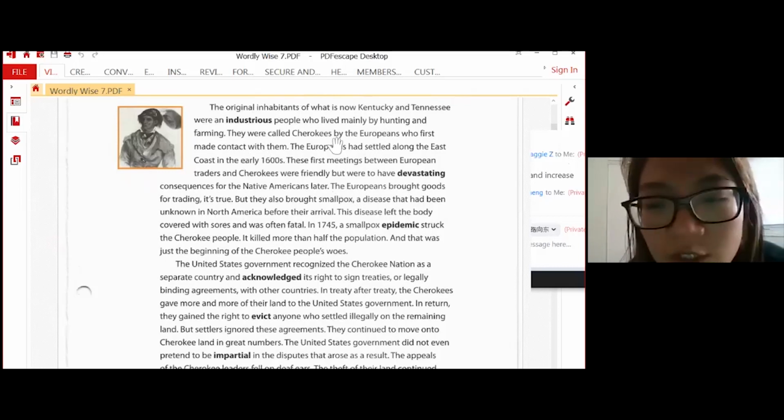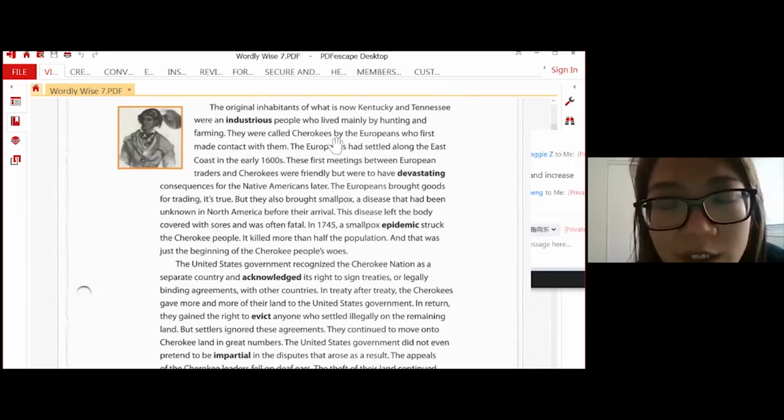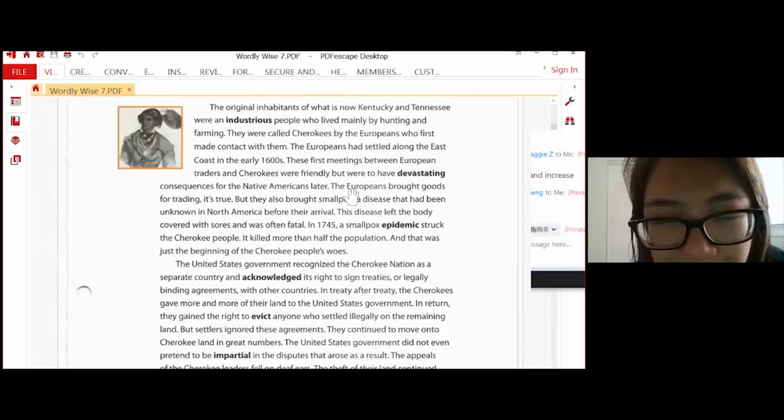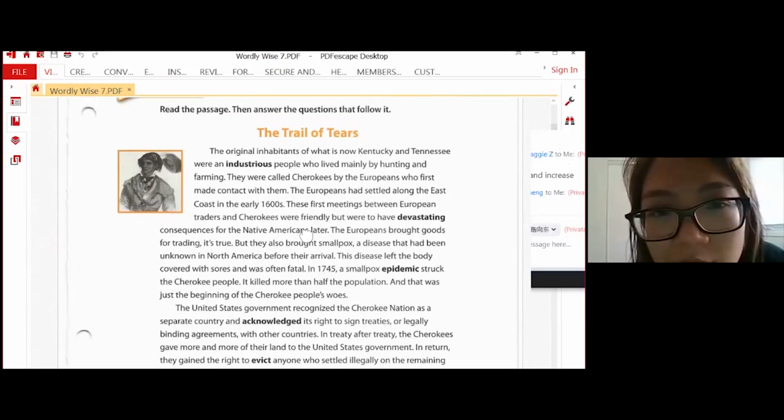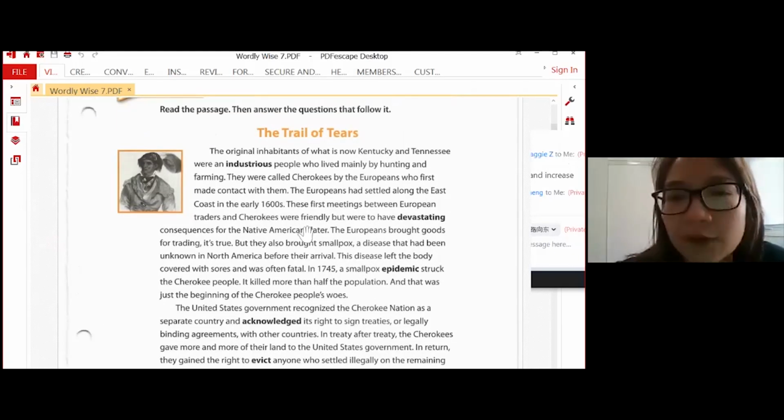So if you want, you can take a picture of it, screenshot it, and paste it somewhere in the Word document or something. So you can read it at your own leisure, okay? So this passage is called The Trail of Tears.